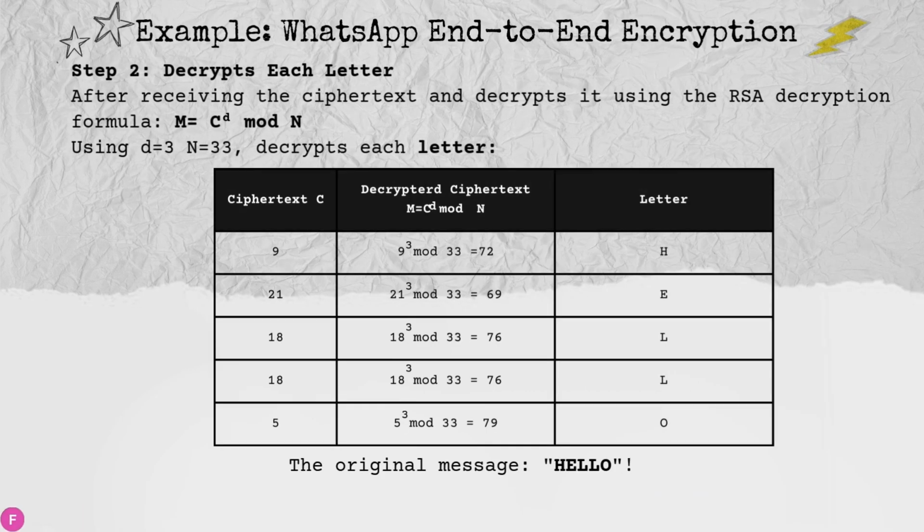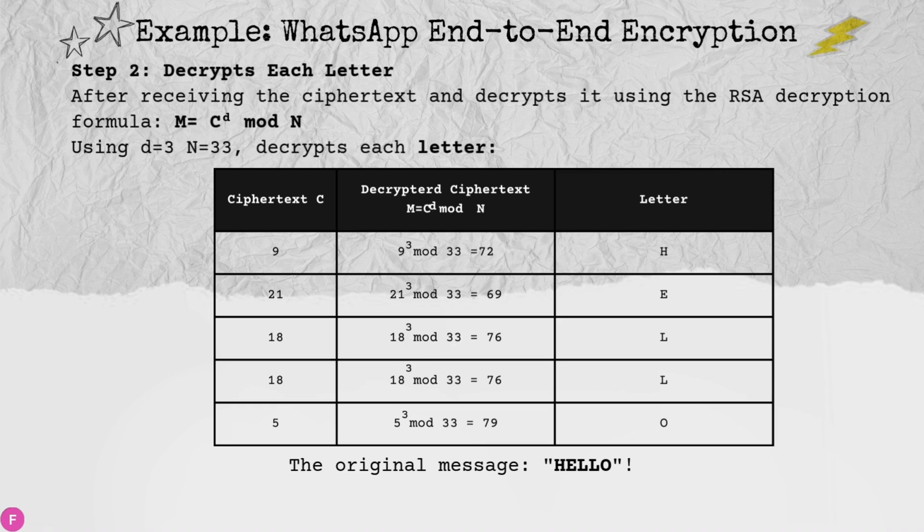Step 2, we need to decrypt each letter. After receiving the ciphertext, we need to decrypt it using the RSA decryption formula: m is equal to c raised to the power of d modulo n, and using the value of d equal to 3, n equal to 33, we decrypt each letter.